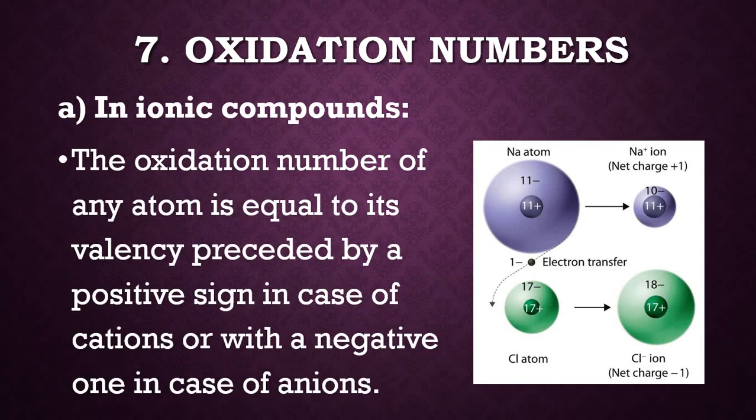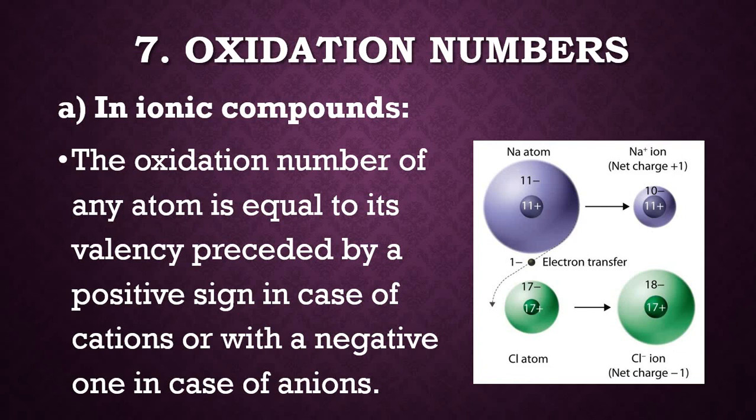So we can notice the sodium atom in the opposite diagram having an atomic number equal to 11, which means that it has 11 protons and 11 neutrons and 11 electrons. By losing its valence electron and forming a positive ion, we can notice that the number of protons is still 11, but it has only 10 electrons, which means that the net charge of the ion is positive 1. So the oxidation number of sodium atom in an ionic compound is always positive 1.